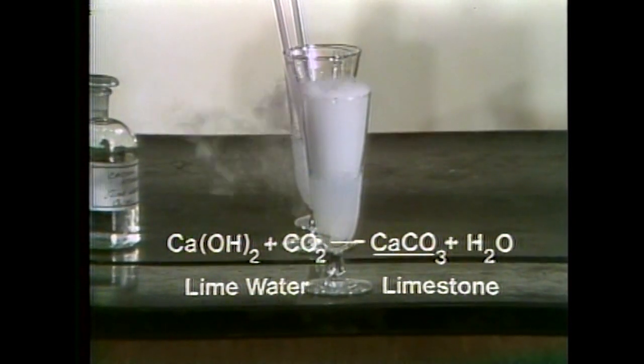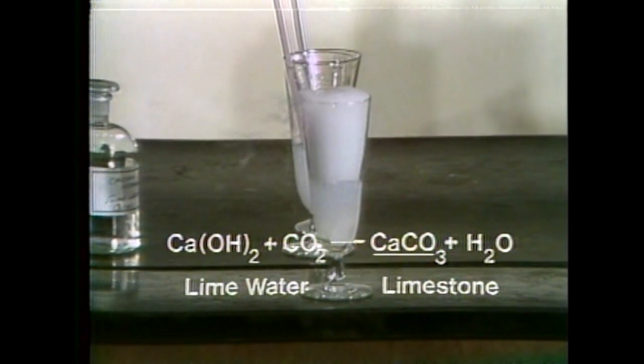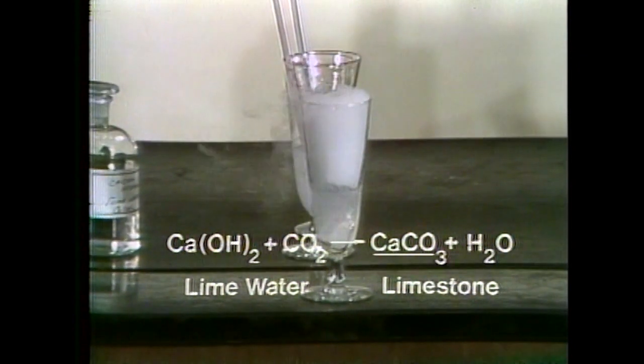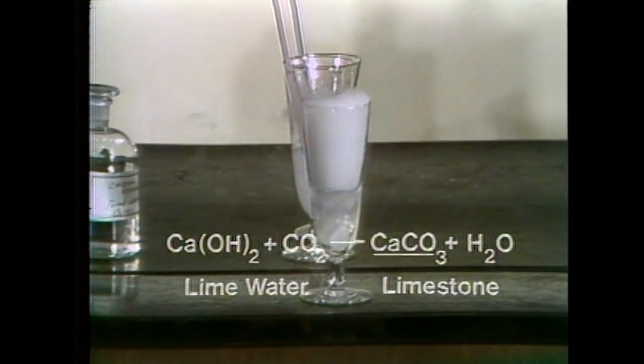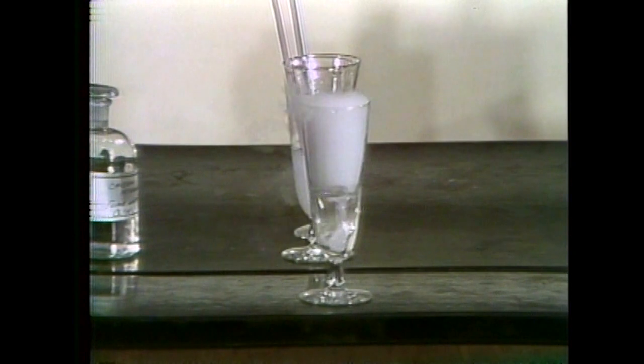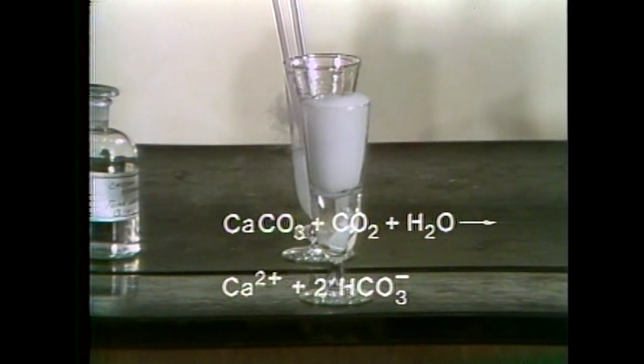Now, I want you to watch very carefully what's going to happen next, because this is an illustration of the principles of chemical equilibrium that we have encountered. If you look carefully, you'll see that the cloudiness is disappearing. And in fact, the solution is becoming fairly clear. And that's because of a reaction that is taking place due to the presence of the excess carbon dioxide.